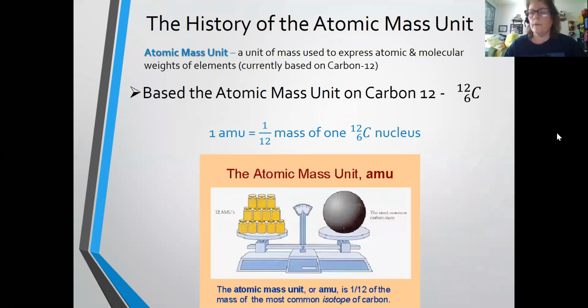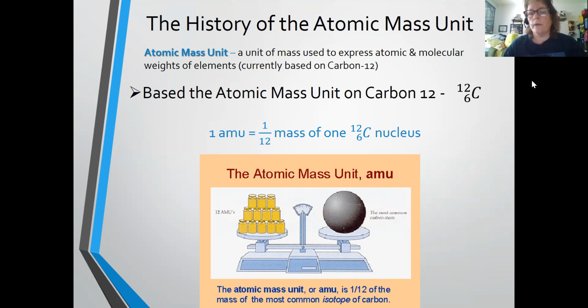All right, well, first thing we need to talk about is the history of the atomic mass unit, which is abbreviated AMU. The atomic mass unit is the unit of mass used to express atomic and molecular weights of elements. Currently, it is based on carbon-12. Last section, we talked about carbon-12, along with carbon-14 and all that, because they're isotopes of carbon. But carbon-12 is the most abundant of those isotopes. So the atomic mass unit is based on carbon-12.